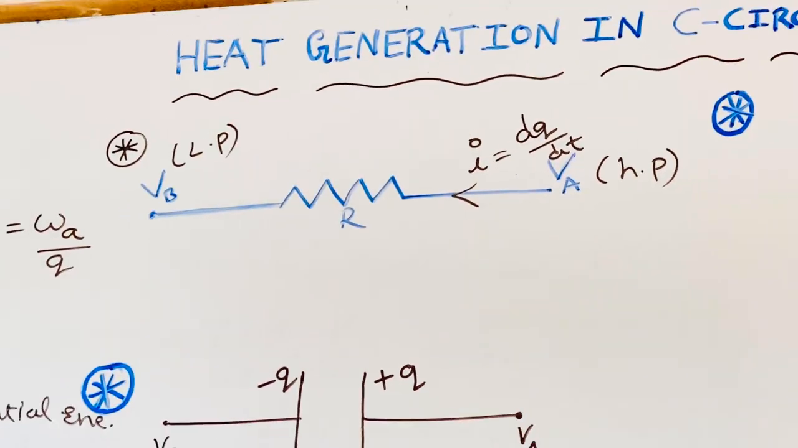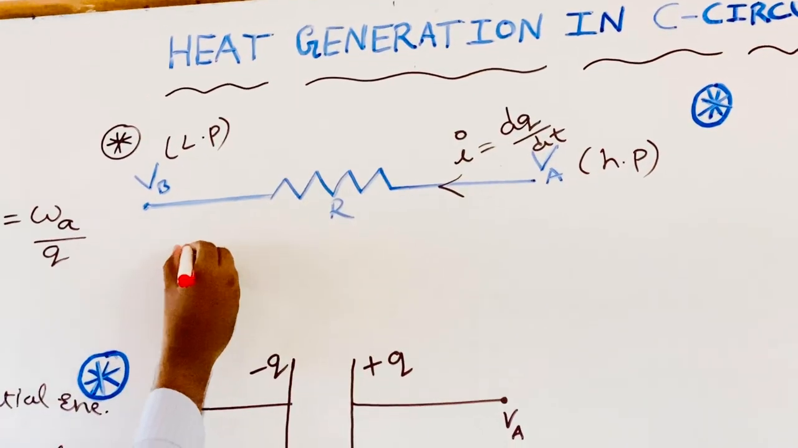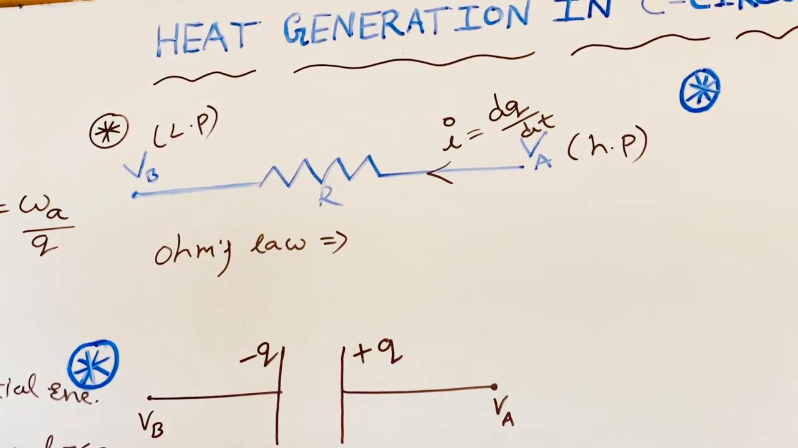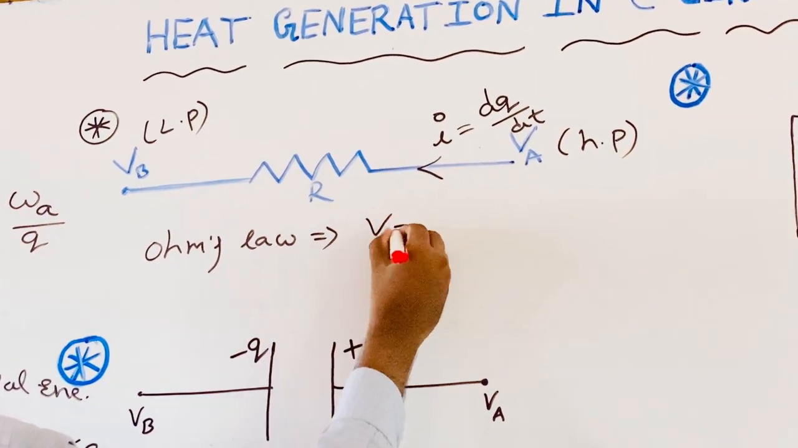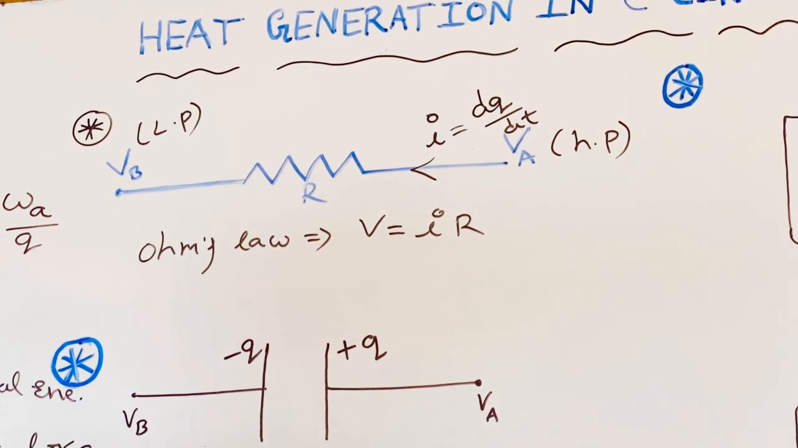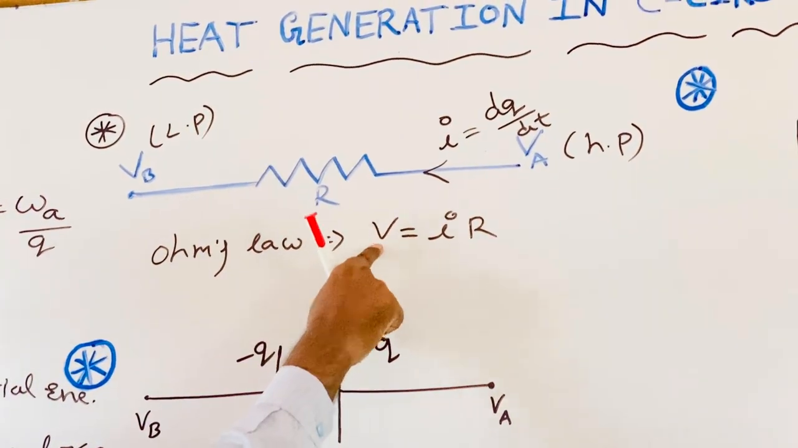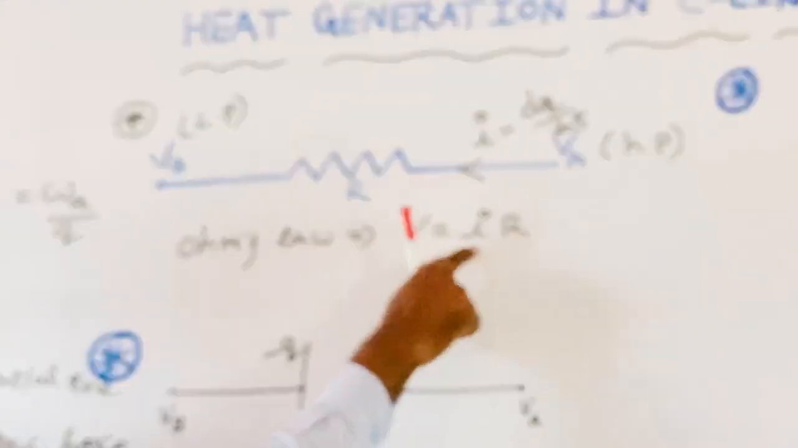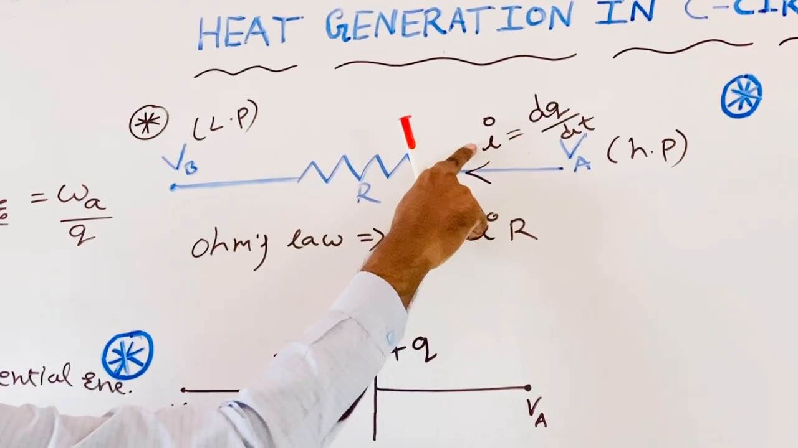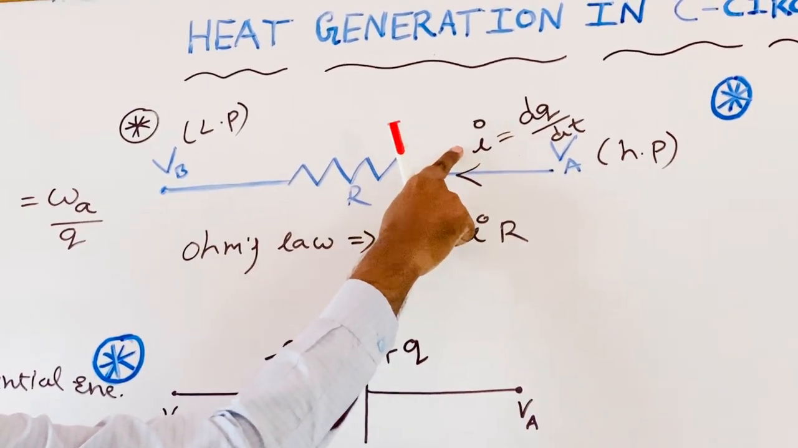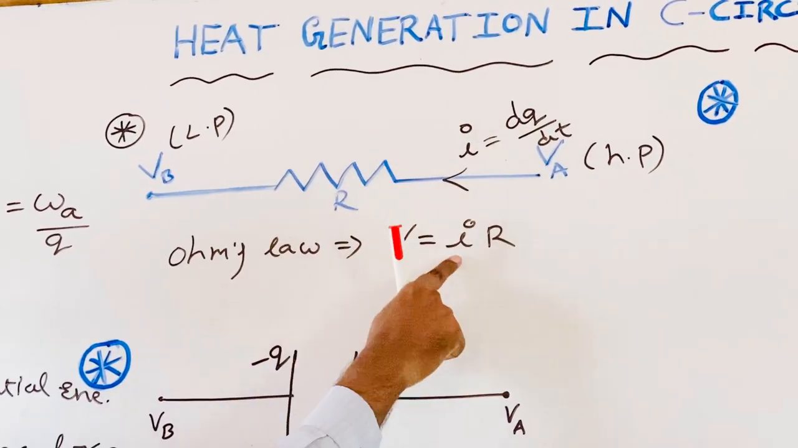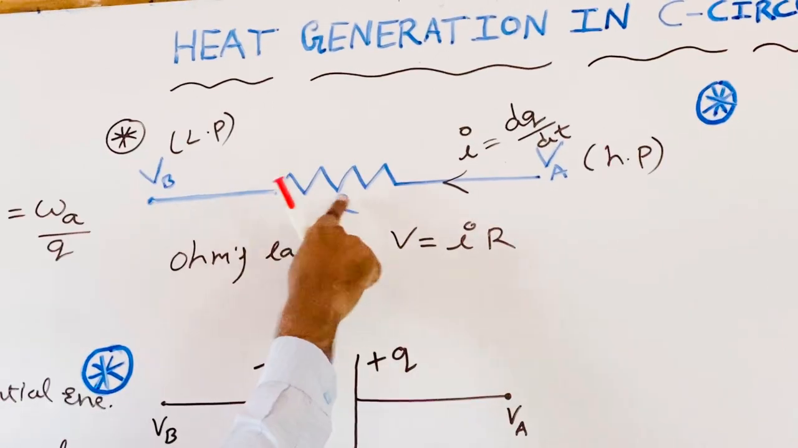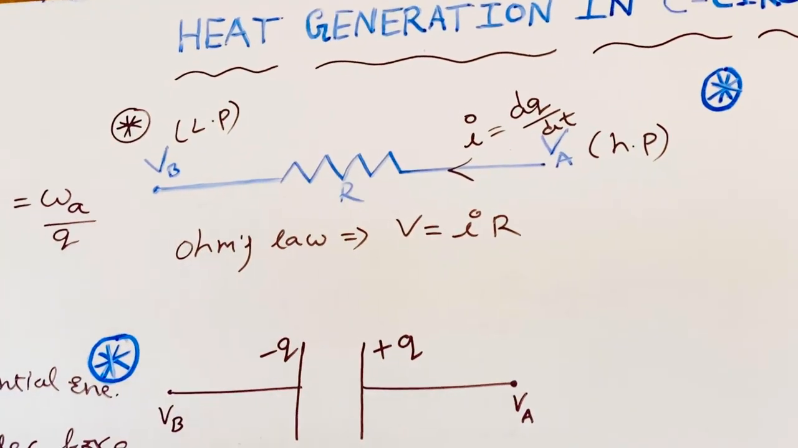Now according to Ohm's law, what can we write? We can write V is equal to IR, where V is the voltage or potential difference across the resistor, I is the constant current. Here I am assuming DC current, direct current as well as constant current. That's why I is constant, and R is the resistance of the resistor in the circuit.